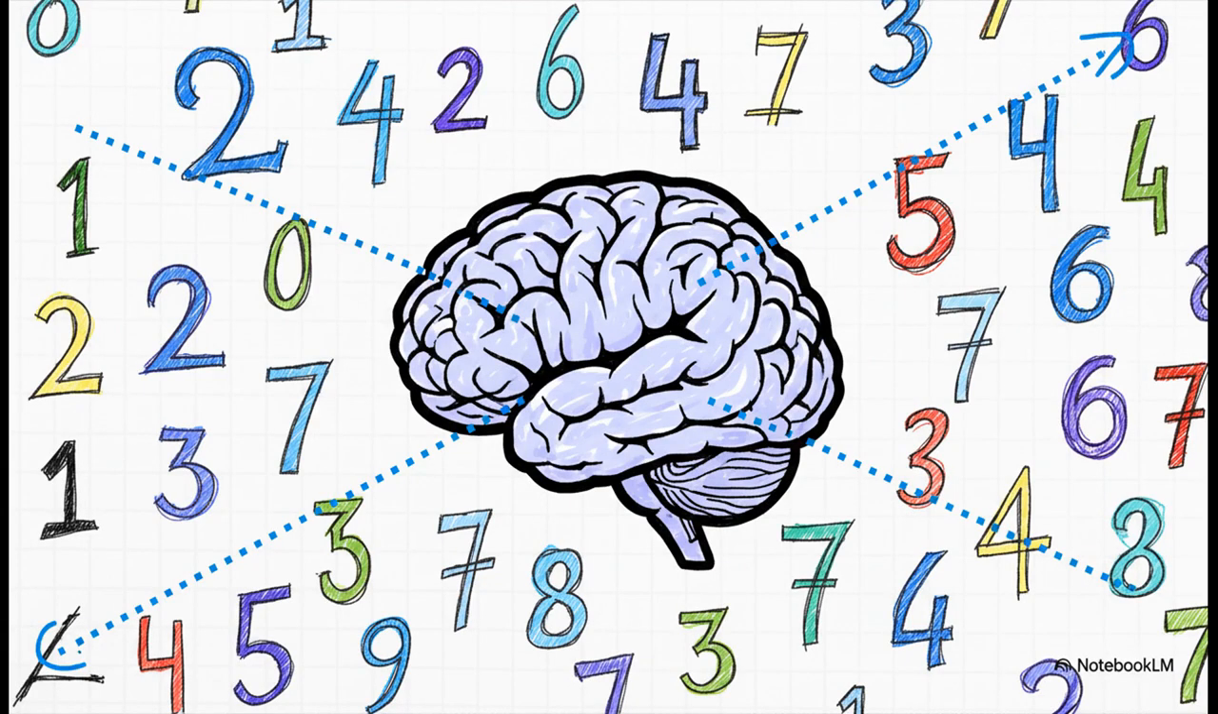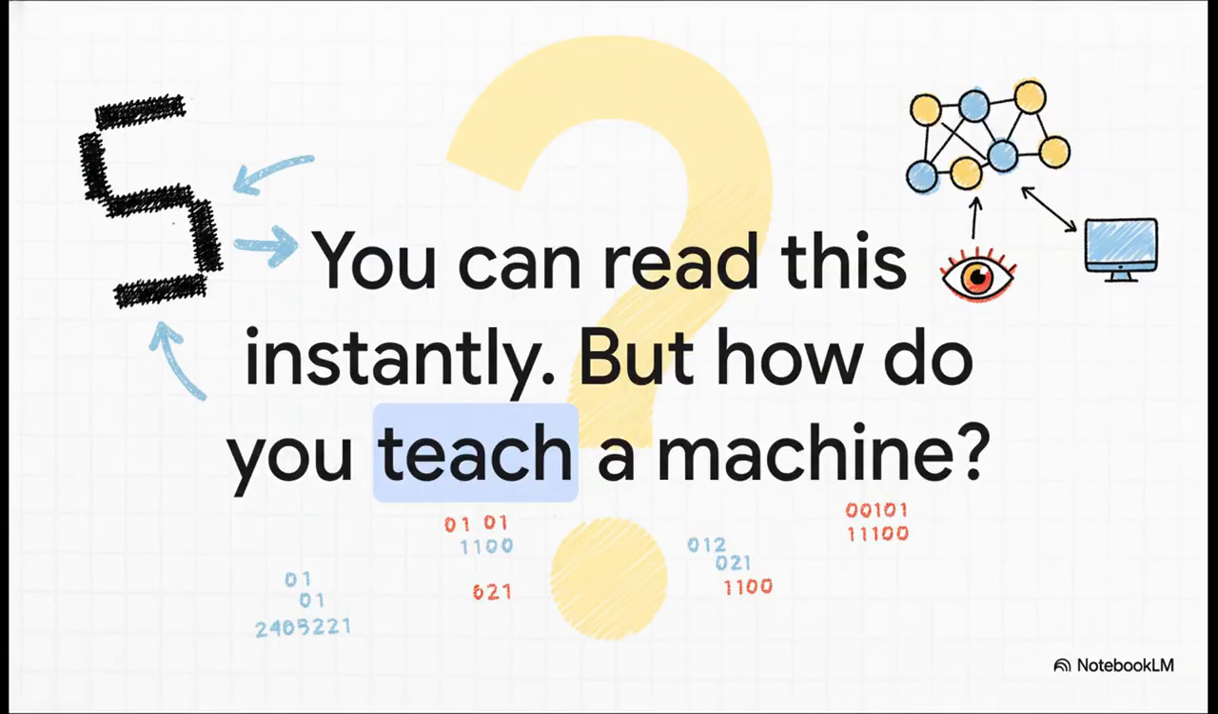Now take a look at this. You and I, we know what this number is pretty much instantly. Our brains are just incredible at recognizing patterns, right? It doesn't matter if it's sloppy handwriting, weird angles, we just get it. But that leads to the big question, doesn't it? How in the world do you teach a computer, a machine that only thinks in numbers, to look at this squiggly line of pixels and see it the same way we do?